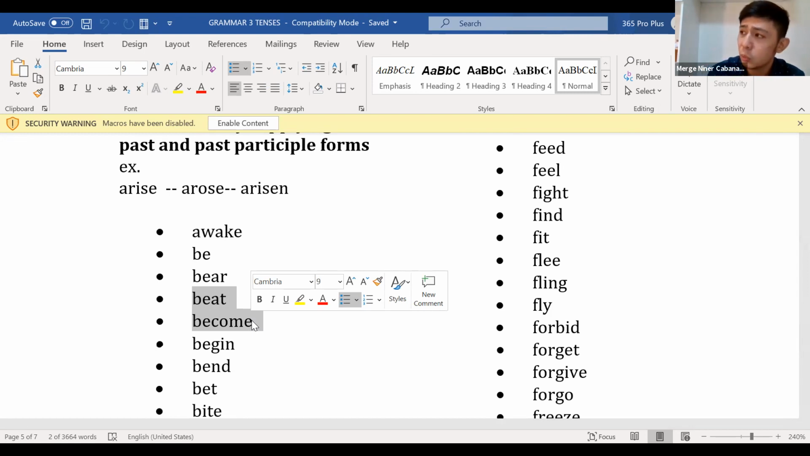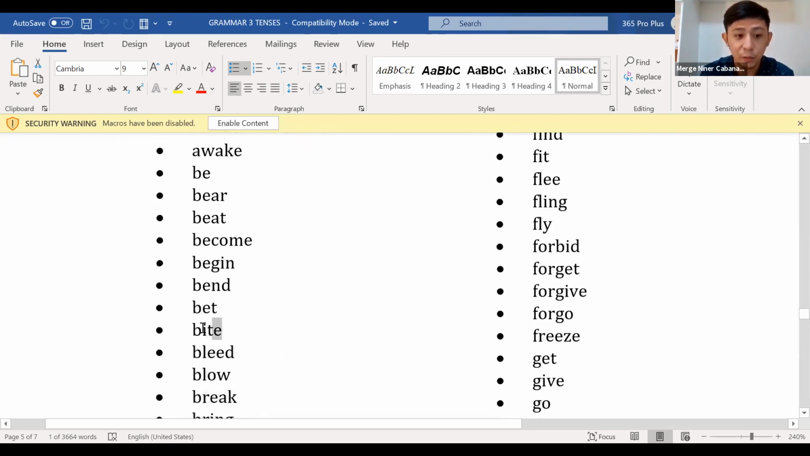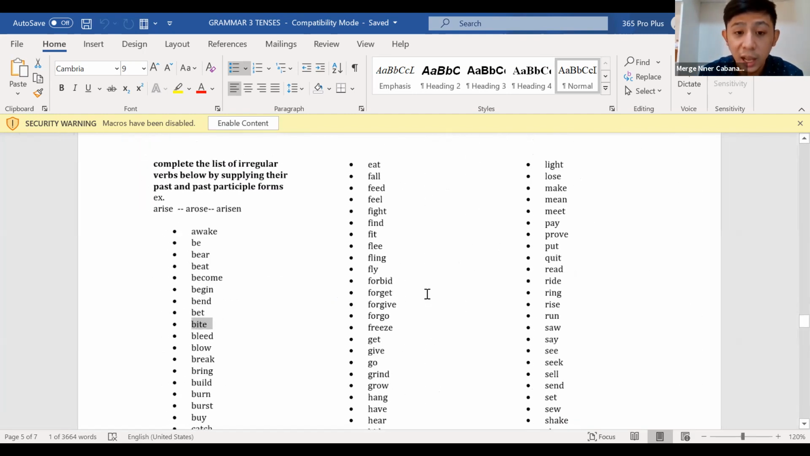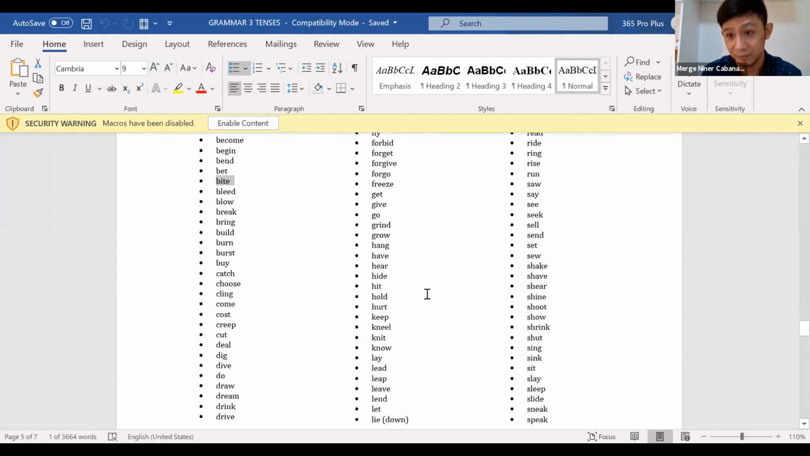So there are also words like cut. Cut is the present form. Cut is the past form. Cut is also the past participle form. Same goes with this. Bet, bet, bet. Bite. The past form of bite is bit. The past participle of bite is bitten. So this will be your activity. Don't worry. At 4 o'clock today, I will also share the answer key.